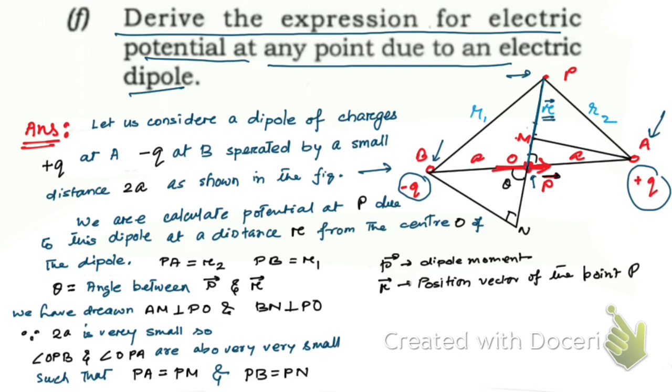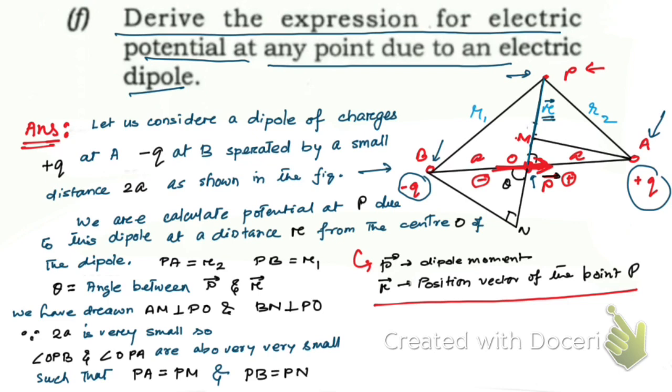This is O. And we know the direction of dipole moment. Here you see, the direction of dipole moment is from negative to positive, right? That's why this is the direction of dipole moment, which is represented by P vector, right? And R vector is the position vector of the point P. This is the point P. Okay, don't be confused with the point and the dipole moment P vector, right?